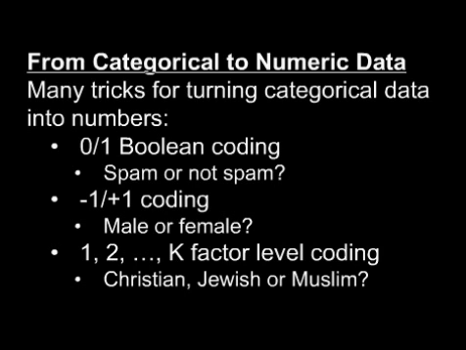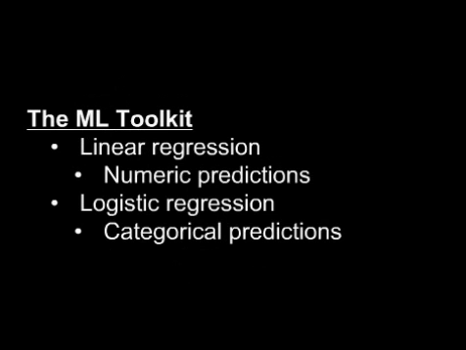So let's turn to the toolkit you might try to apply for these things. The toolkit we're going to discuss today is two algorithms, linear regression and logistic regression. Linear regression is one in which you try to make numeric predictions, so it lets you do a true regression problem like the original one we discussed where you want to predict 2001 or 2002, whereas logistic regression does categorical predictions. We want to say, is this spam or is this not spam? The name logistic regression can be a little confusing because it sounds like it's not classification, but it is regression.